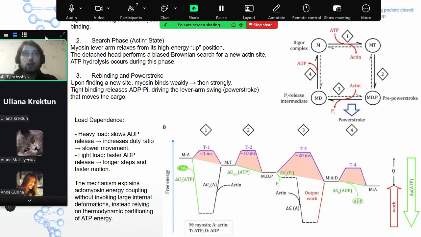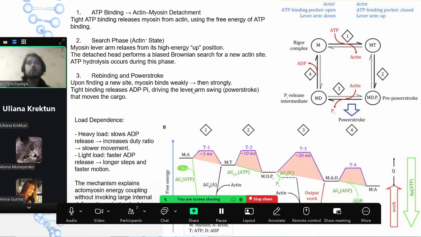Let me show you. I have found a nice article. I know it's a little bit counterintuitive what is happening here. So maybe I will show you these images, and maybe they will give you some more intuition on what is happening inside that machinery. So you have phases. So ATP binding, actin myosin detachment. Tight ATP binding releases myosin from the actin, and then you have a surge phase.